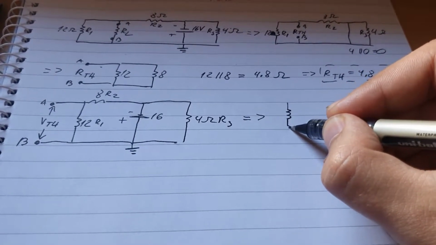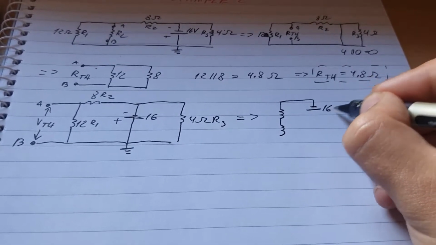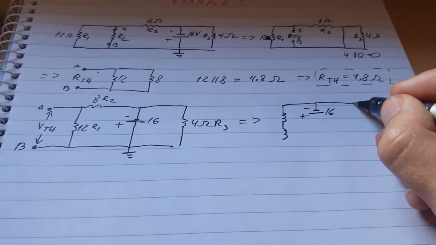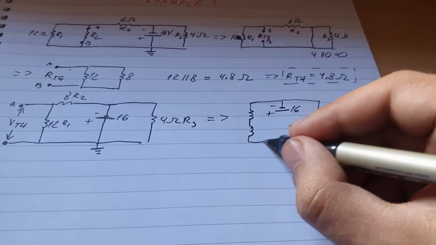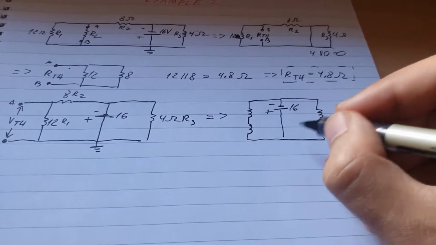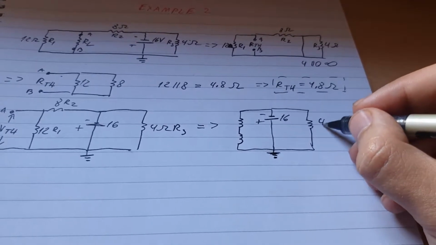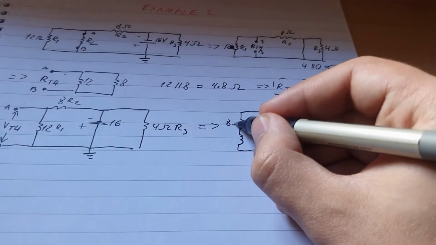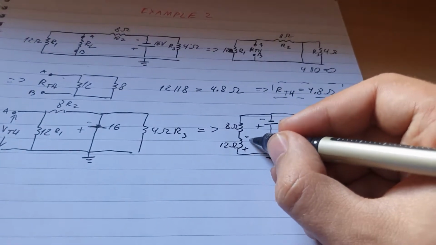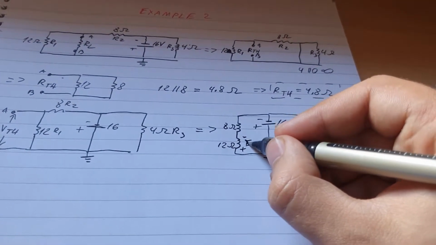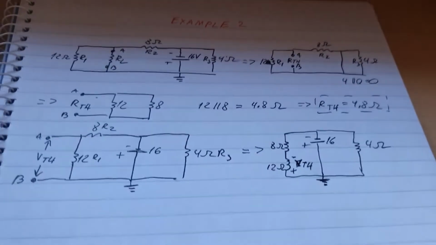So there is 1, there is 2, then there is the source 16 minus plus, and then there is another resistance. Okay, and there is the ground here, and this one will be 4 ohms, this one will be 8 ohms, and this one will be 12 ohms, and this one will be minus plus VTH.